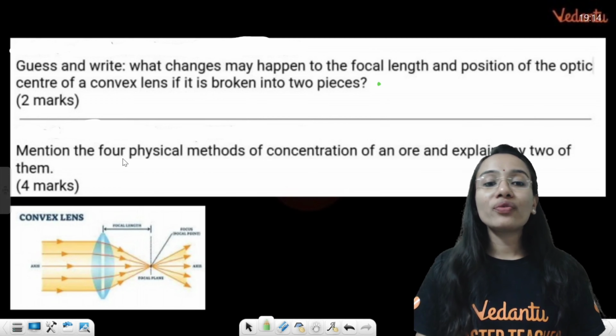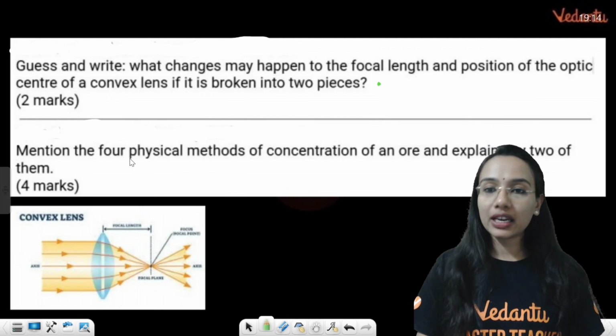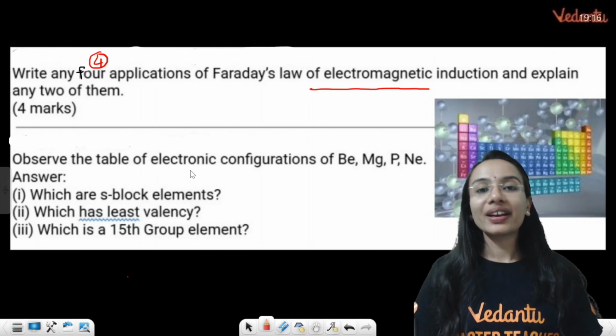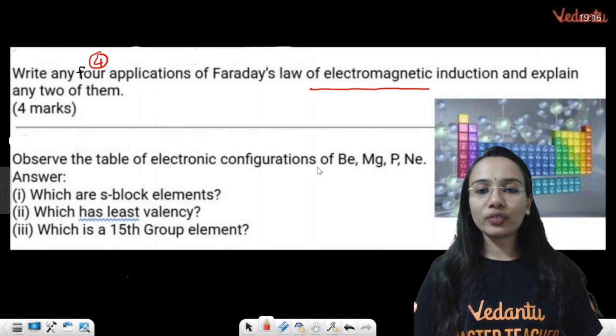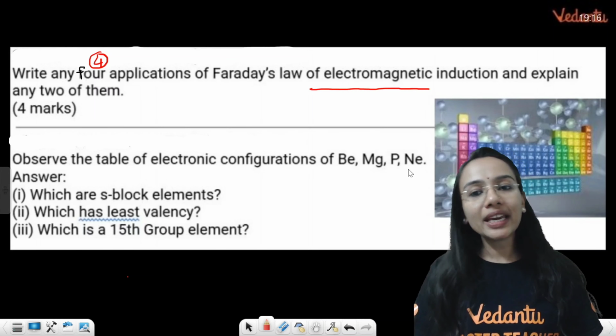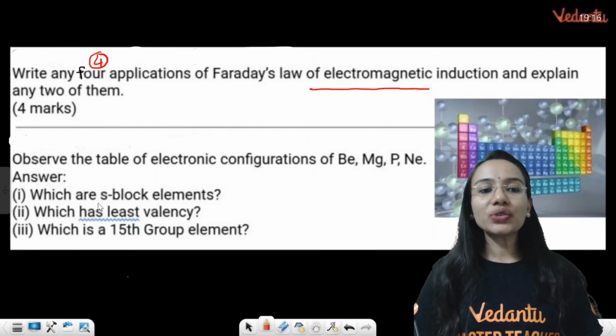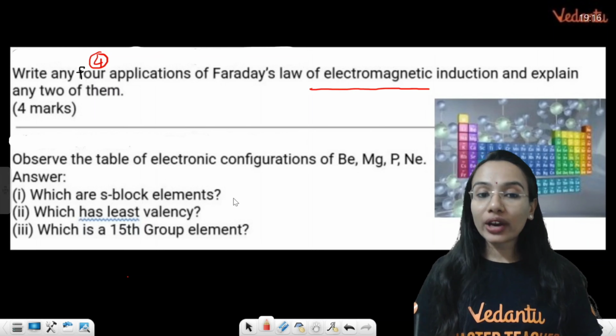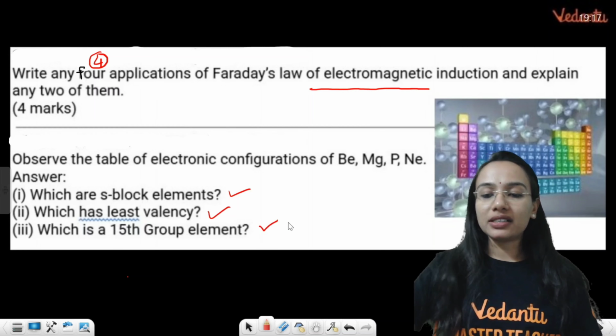Mention the 4 physical methods of concentration of an ore and explain any 2 of them. Observe the table of electronic configurations of B, Mg, P and Ne. Answer the following. Which are S block elements? Which has least valency? Which is a 15th group element?